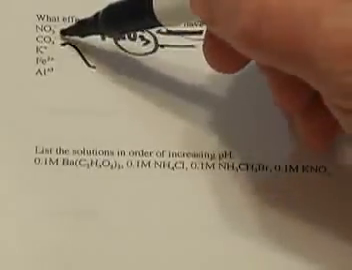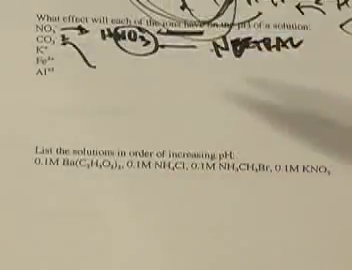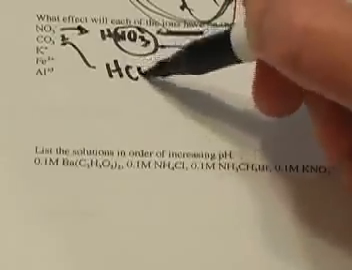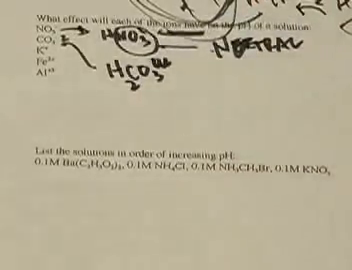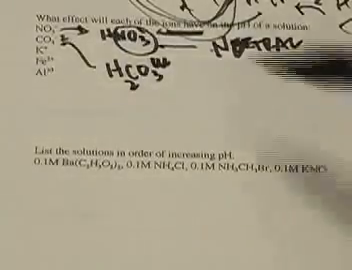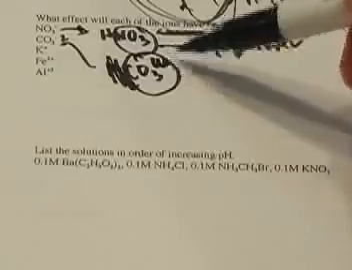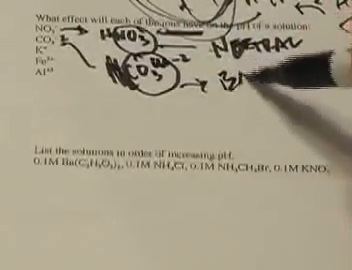CO3, that should be -2, I believe. CO3 -2. Well, where did CO3 -2 come from? Well, that came from an acid, HCO3 minus or H2CO3, which is a weak acid. Now we said that if an anion came from a weak acid, CO3 -2, then it will act basic.